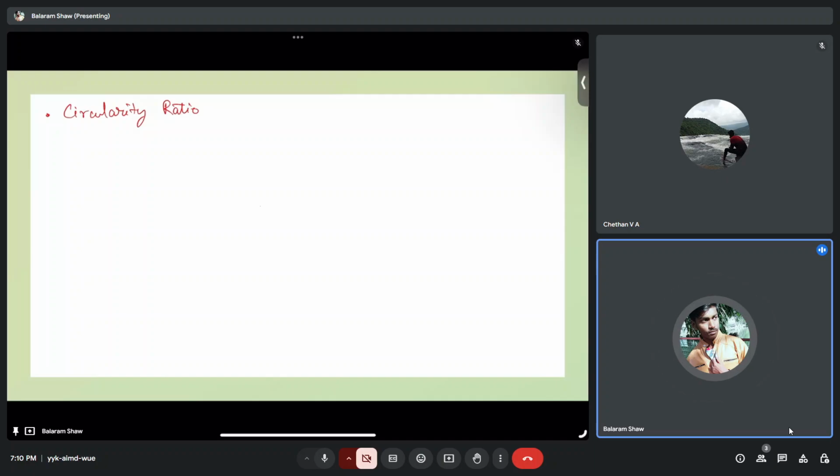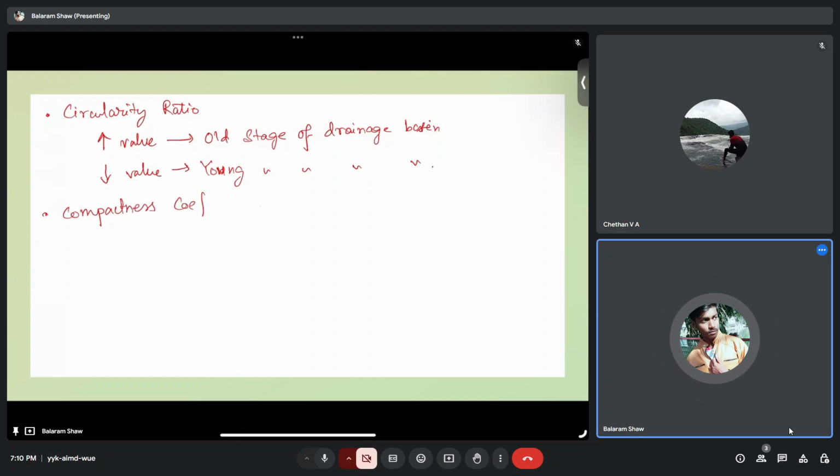So let's say if the circularity ratio is high, then this means the drainage basin is at an old stage. So this defines the stage of the drainage basin, whether it is an old stage or a young stage. If it is a low value, it is young stage. If it is a medium value, then it will be mature stage. Then we have the compactness coefficient, which is the inverse of the circularity ratio.